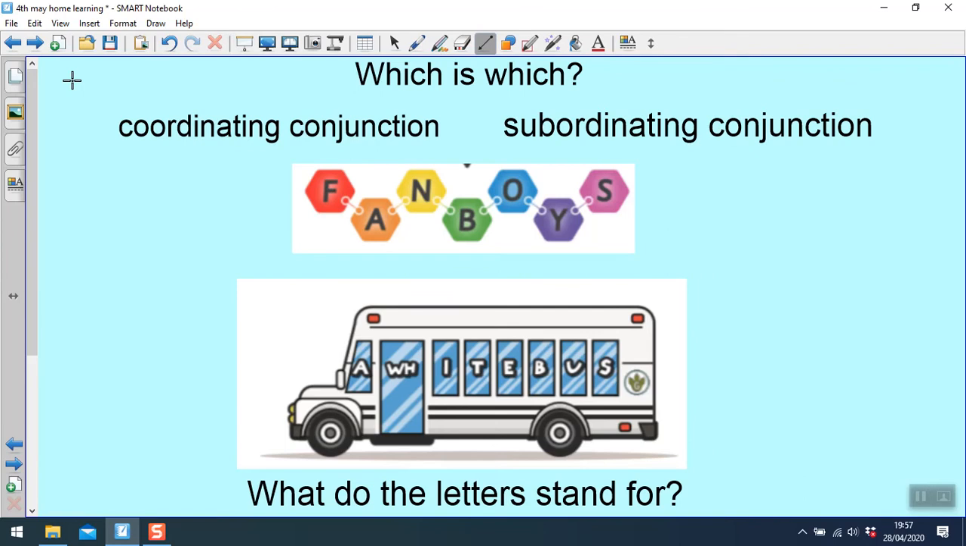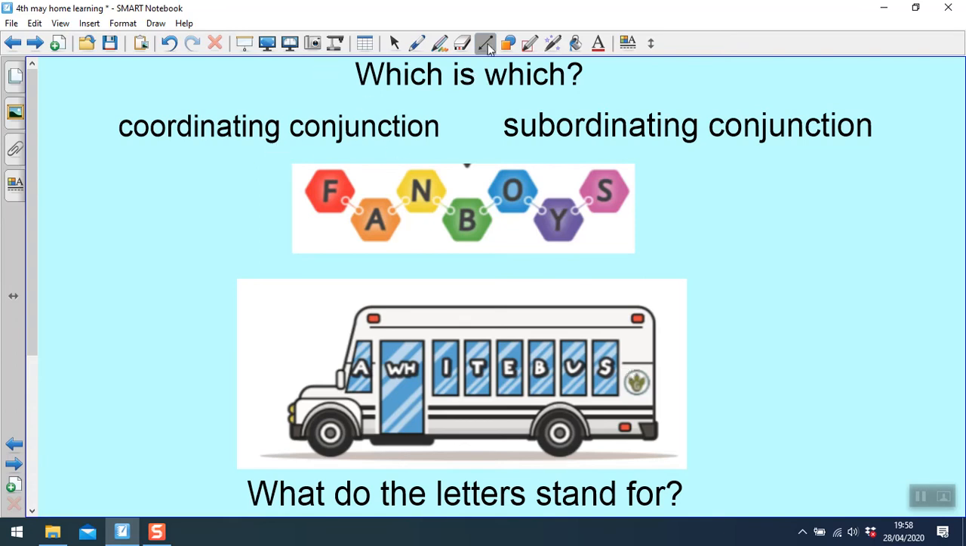Now think about which is which. FANBOYS, is that coordinating conjunction or subordinating conjunction? And A WHITE BUS, which one is that? When you've done that, think about what the letters stand for. Pause the video while you try to work out which conjunction is represented by each letter.